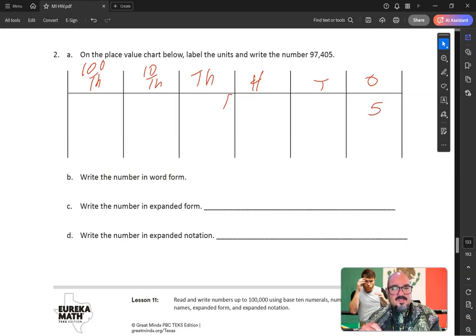5 is in the ones, no tens. 4 is in the hundreds, 7 is in the thousands, and 9 is in the 10,000s. Word form would be 97,000 405.